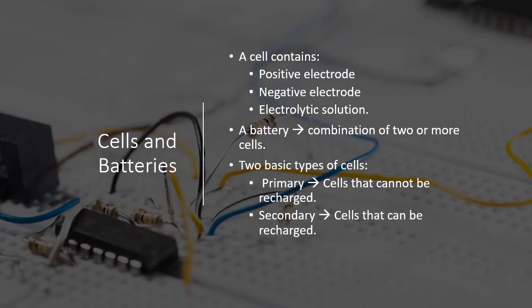Cells and batteries. As mentioned in the previous unit, a cell contains a positive and a negative electrode separated by an electrolytic solution. A battery is a combination of two or more cells. There are two basic types of cells. Cells that cannot be recharged are called primary cells. Cells that can be recharged are called secondary cells.